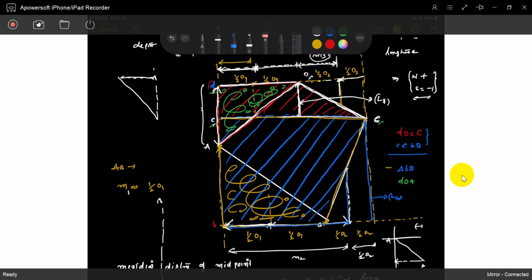You just observe it. AB has a longitude of negative sign. That's it. No need to observe the diagram, so we just find out the formula. If you do not observe any diagram, you can directly take the longitude with respect to south or north. If it is south, it has a negative sign; if north, a positive sign. Directly take the longitude sign and multiply with the meridian distance, and you can get the area.